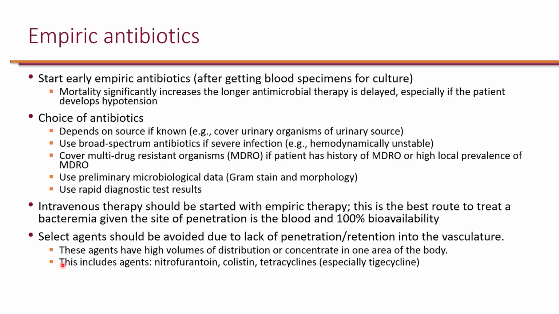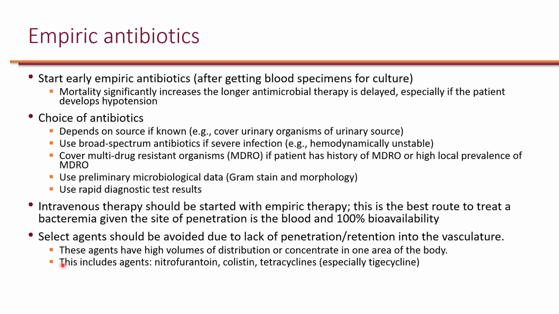Now, for the empiric treatment of bacteremia, it is important to start treatment early in order to decrease the rate of mortality. And the choices of antibiotics really depend on the source, if known, and also on the history of the patient. So for example, if the patient has a history of multi-drug resistant organism, then broader antibiotics are needed empirically. And of course, tools such as gram stain as well as rapid diagnostic tests are available to optimize the empiric therapy as soon as possible.